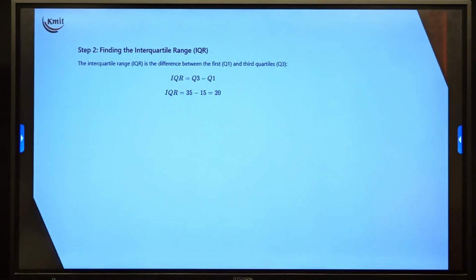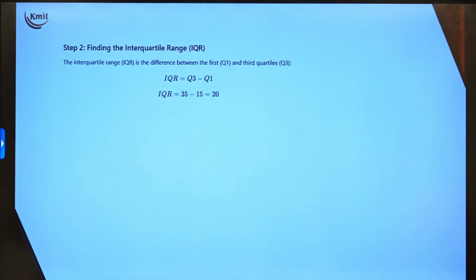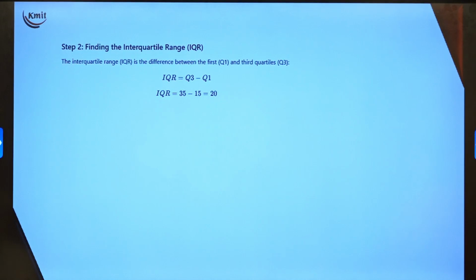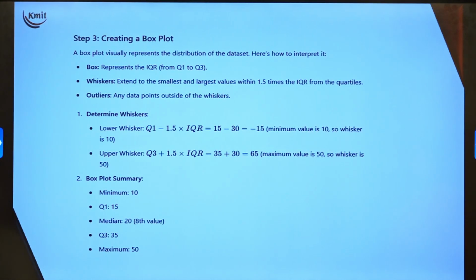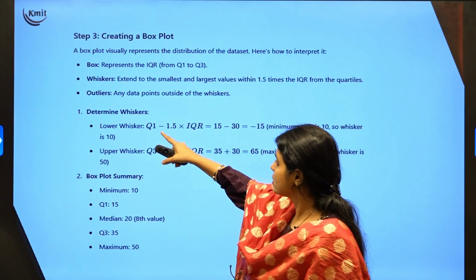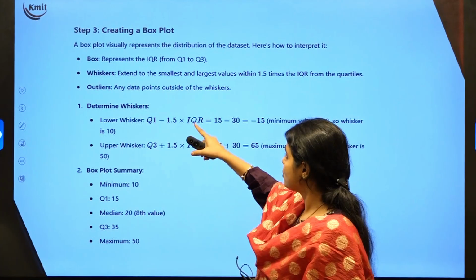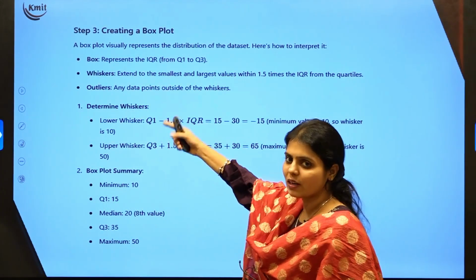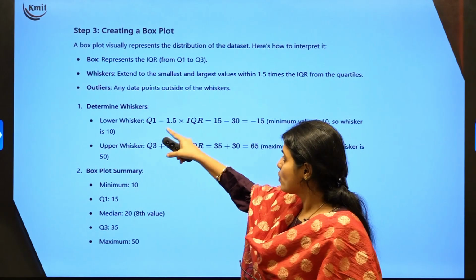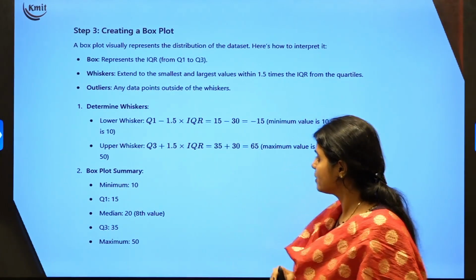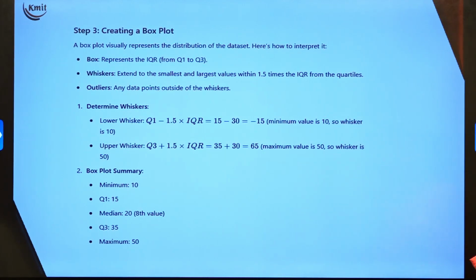Now if I want to find the interquartile range, the formula is Q3 minus Q1. Here the Q3 value is 35 and the Q1 value is 15, hence I got 20. In a similar way, if you want to create a box plot, first we have to find the lower whisker and upper whisker. The formula for the lower whisker is Q1 minus 1.5 into IQR, and for the upper whisker it is Q3 plus 1.5 into IQR. In this way you can create a box plot.